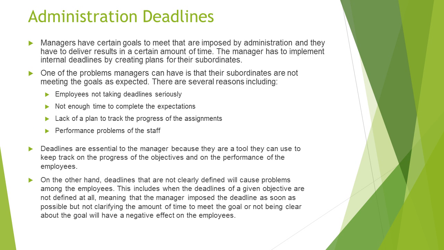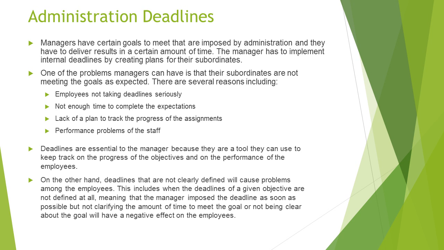Administration deadlines. Managers have certain goals to meet that are imposed by administration, and they have to deliver results in a certain amount of time. The manager has to implement internal deadlines by creating plans for their subordinates. One of the problems managers have is that their subordinates are not meeting the goals as expected. There are several reasons, including employees not taking deadlines seriously, not enough time to complete the expectations, lack of a plan to track the progress of the assignments, and performance problems of the staff. Deadlines are essential to managers because they are a tool they can use to keep track of the progress of objectives and of the performance of the employees.